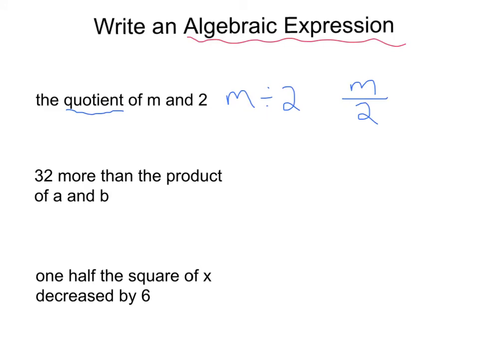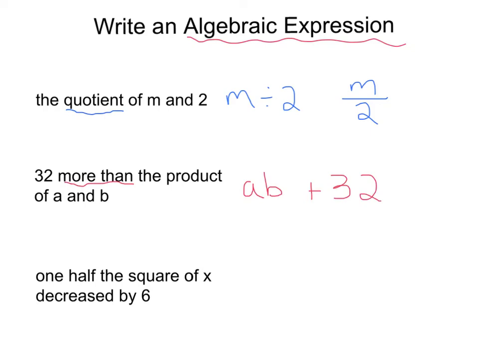The next one says 32 more than the product of a and b. So we're adding 32 to the product of a and b, and product means times. So you're multiplying a times b and then adding 32 to that product at the end.